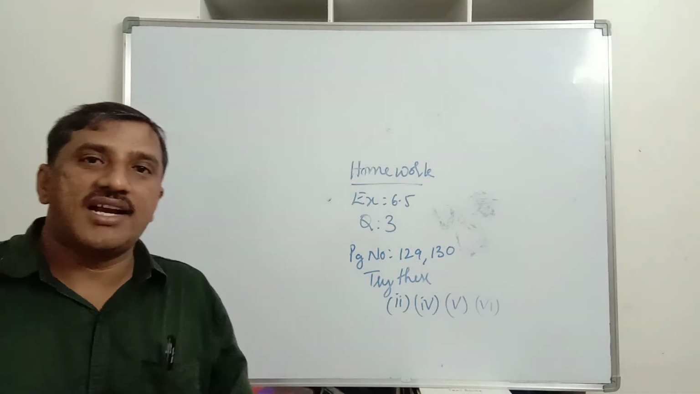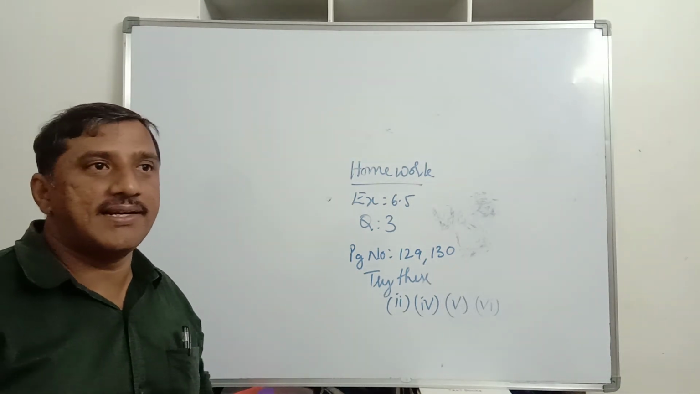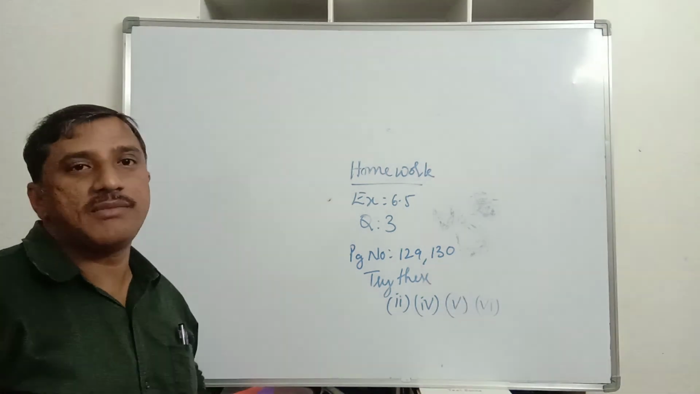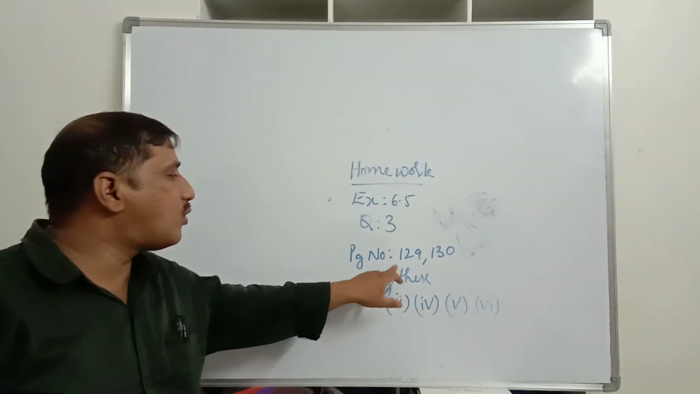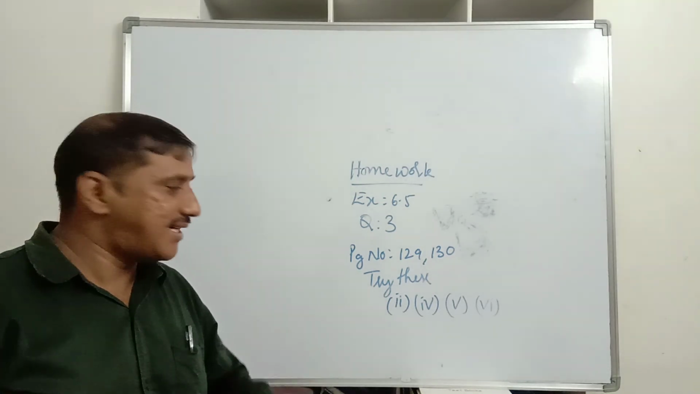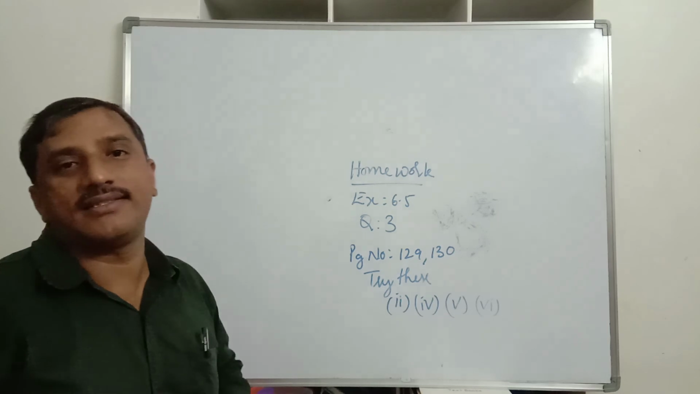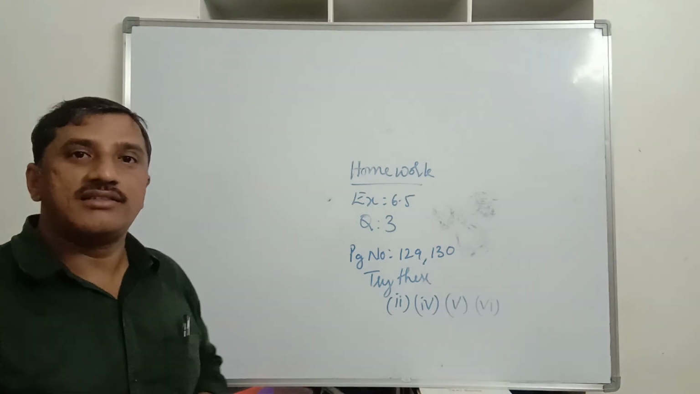I hope you understand today's concept, that is the right angle triangle and Pythagoras theorem, and its applications. Today's homework is exercise number 6.5, question number 3, page numbers 129 and 130. Try these. One question each in the second bit, fourth bit, fifth bit and sixth bit. This is your homework. Complete the given homework. Thank you very much.